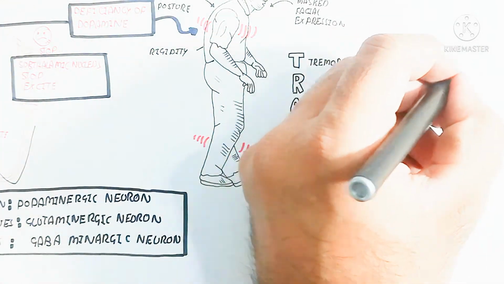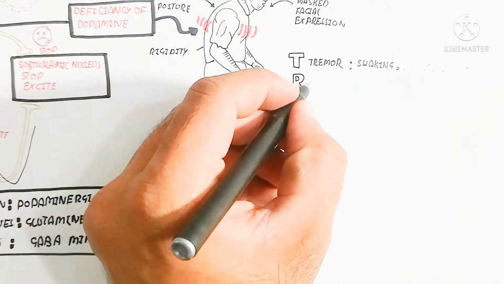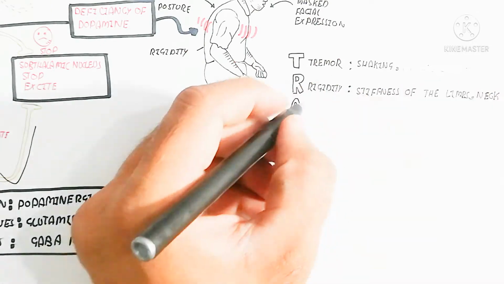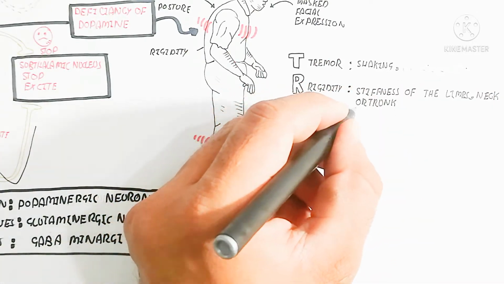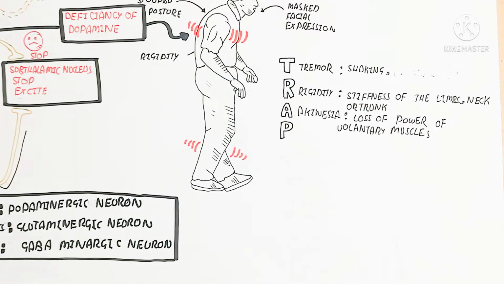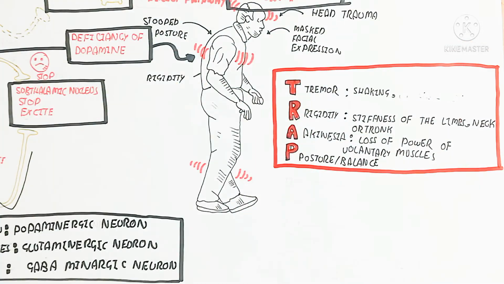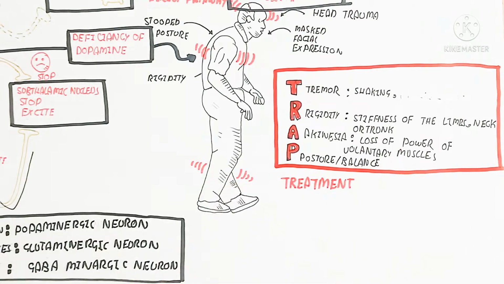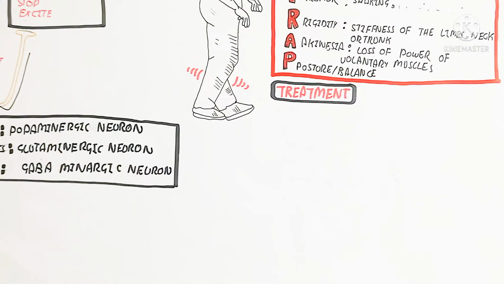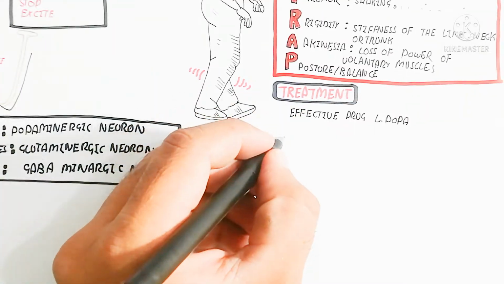So in this way, you can see the high risk of disease is in older persons, 50 to 60 years, and it is slowly progressive. And here you can see Parkinson disease, with head trauma, masked facial expression, stooped posture and rigidity. And the tremor, basically, we can remember with TRAP. TRAP means tremor, shaking, rigidity, stiffness of the limb, neck, or trunk, and other things, the loss of power of voluntary muscle, so the akinesia and postural balance. So you can remember the signs and symptoms with TRAP.